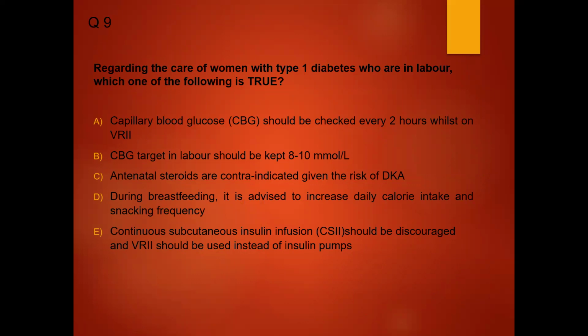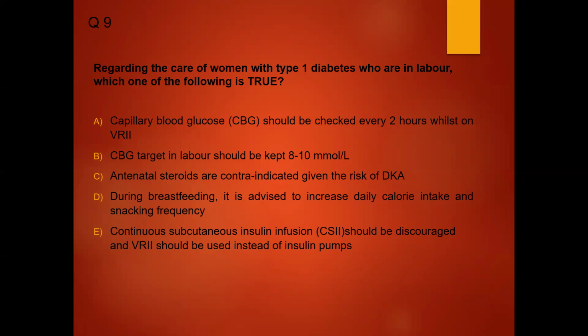This is question number 10. Regarding the care of women with type 1 diabetes who are in labor, which of the following is true? Should we check capillary blood glucose every 2 hours while the patient is on a variable rate insulin infusion? CBG target in labor should be kept at 8 to 10 millimole per liter. Antenatal steroids are contraindicated given the risk of decay. During breastfeeding, it is advised to increase the daily calorie intake and snacking frequency. And the insulin pump or the continuous subcutaneous insulin infusion should be discouraged and VRIs should be used instead of insulin. So what is true regarding care of women with type 1 diabetes who are in labor?